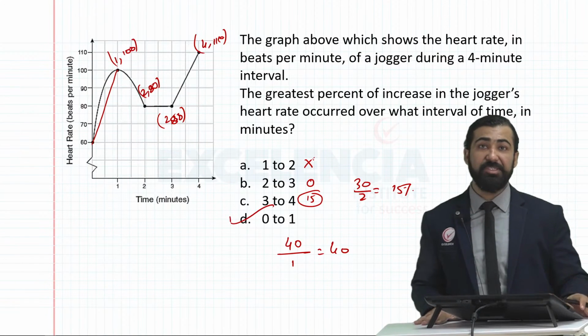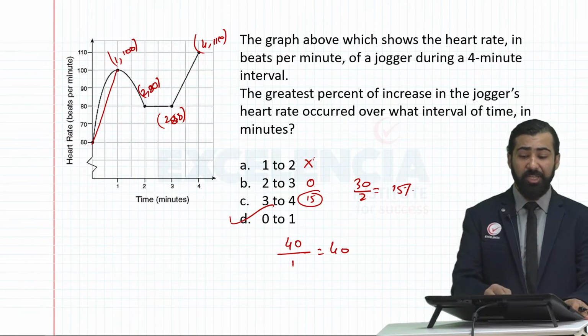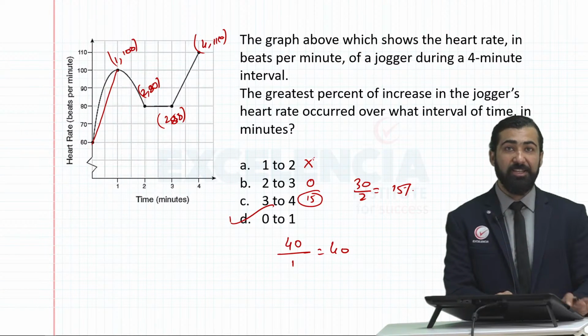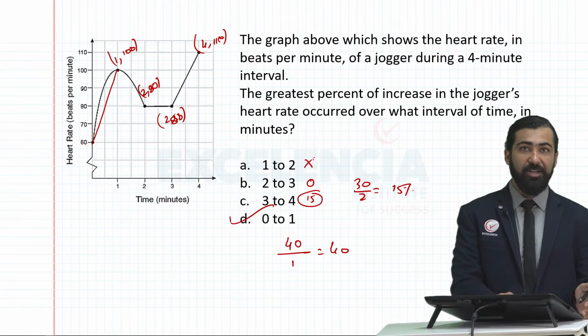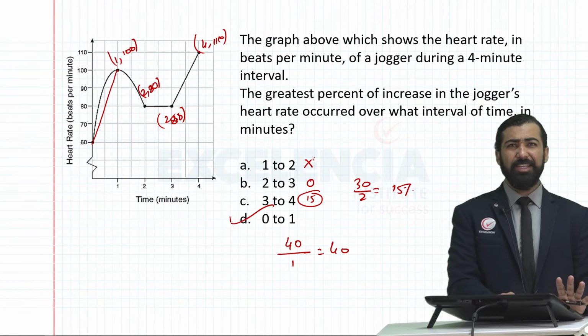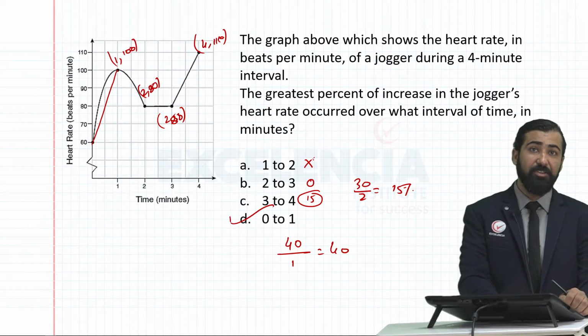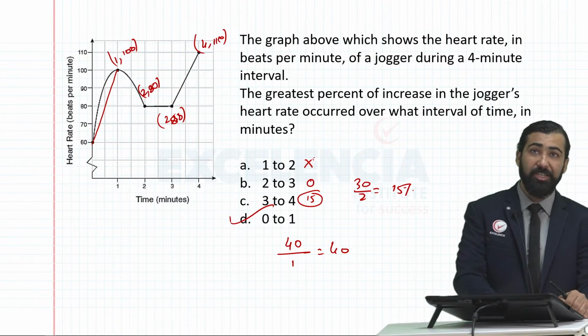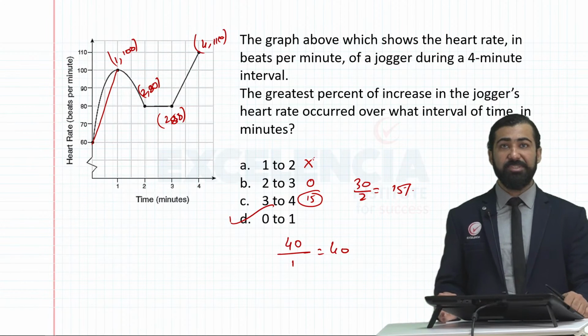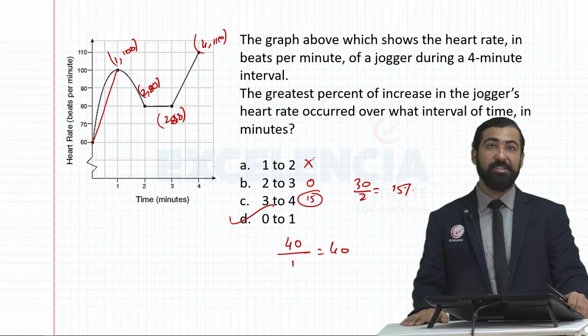So answer becomes D. I essentially calculated slope of each of the values given to me. Slope from 1 to 2 was negative, I discarded it. Slope from 2 to 3 is 0, presently I haven't taken that as an option. Slope from 3 to 4 came out to be 15, and slope from 0 to 1 came out to be 40. That means highest increase is from 0 to 1 rather than 3 to 4. So answer is 0 to 1.